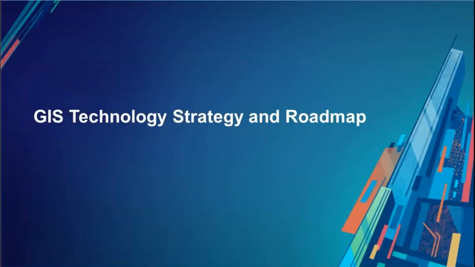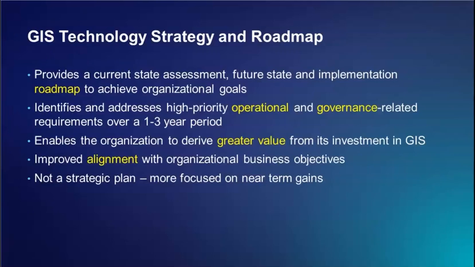So first, a GIS technology strategy and roadmap. Essentially, this is an exercise which we feel is important before you dive into the cloud, because it provides an overview of where your organization is at with your GIS. It contains several components: a current state assessment, a future state vision, and an implementation roadmap to achieve your organizational goals. The idea is it identifies and addresses high priority operational and governance related requirements over a near-term period, 1 to 3 years.